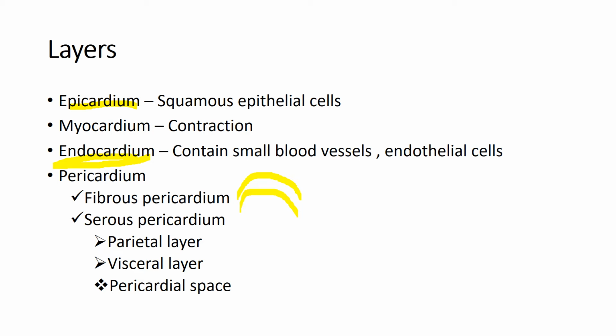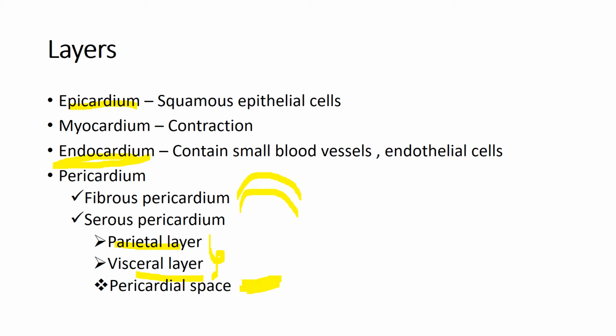Fibrous, as the name suggests, is a dense, rough kind of cover, while serous is a smooth kind of covering, and it has later subparts. The subparts are called the parietal layer and visceral layer. Okay, so the deeper layer, the layer that is in contact with the epicardium, is the visceral layer of the serous pericardium. The outer is the parietal layer. So in between these two layers there is a space that is called the pericardial space.